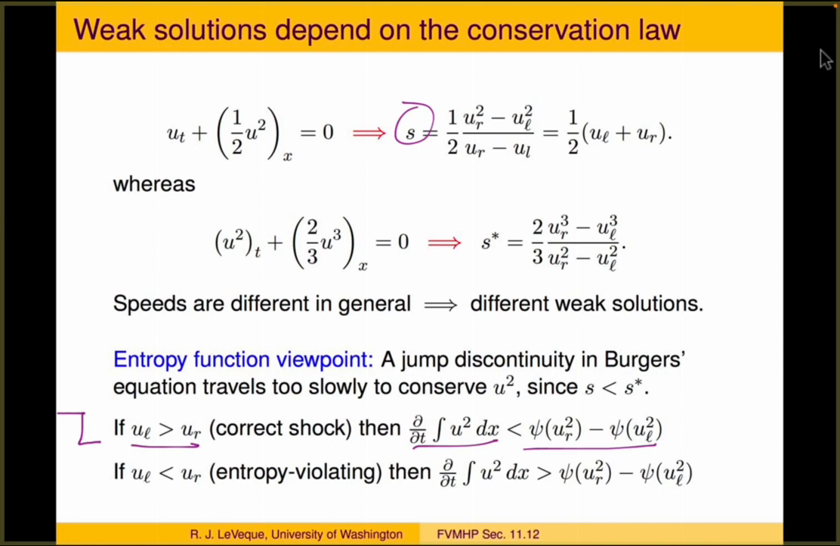On the other hand, if we have a discontinuity that looks like this, where u left is less than u right, an entropy violating discontinuity that should be a rarefaction wave, then the derivative of the total entropy is increasing too quickly. It's increasing faster than the difference in entropy fluxes would suggest from the integral form of the conservation law for entropy.